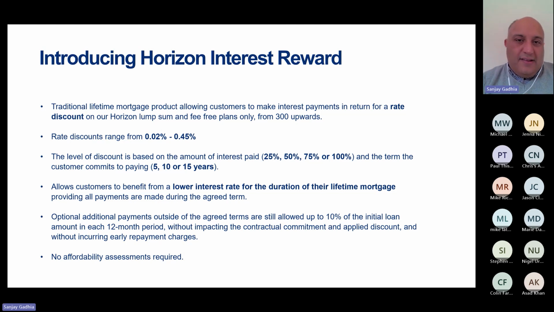And the reason for this is our interest reward plan is actually protected and covered by the Equity Release Council standards. And the downside to your customer not making those committed payments for said term is that they will revert back to their non-discounted rate.